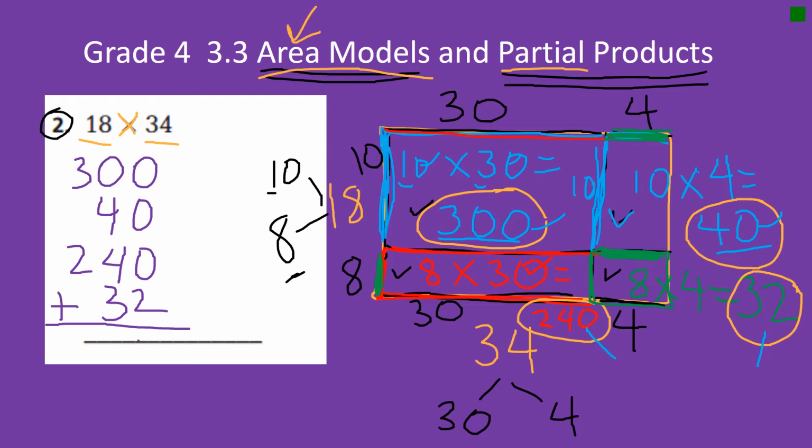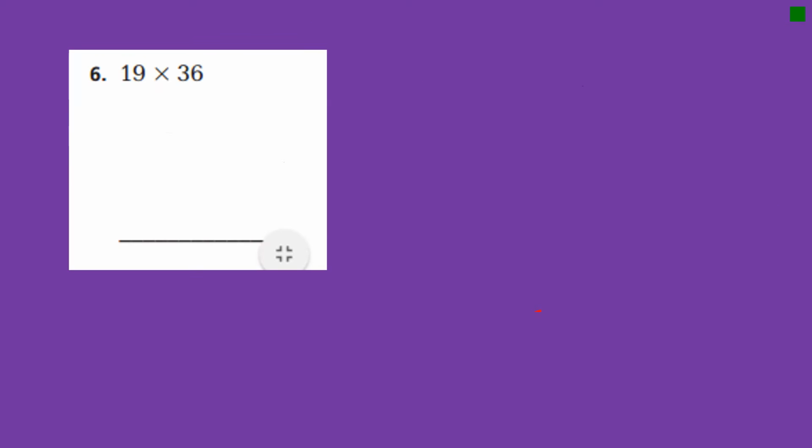Ones place, okay? 2, 0, 0 is 2, okay? 4 plus 4 is 8, 9, 10, 11. And then 2 plus 3 is 5, plus 1 more is 6. 6. Let me write it better since it's on the line there. 18 times 34 is 612. We figured it out by using area model and partial products. All right, let's do another one.